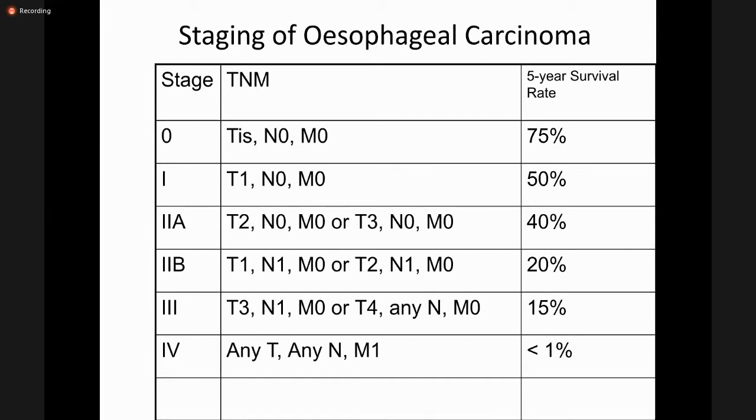And if it's 2B, then N1 is involved. So nodes are involved, and it is either T1 or T2. If the nodes are involved, then we call it 2B. And the survival rate again decreases to 20%.